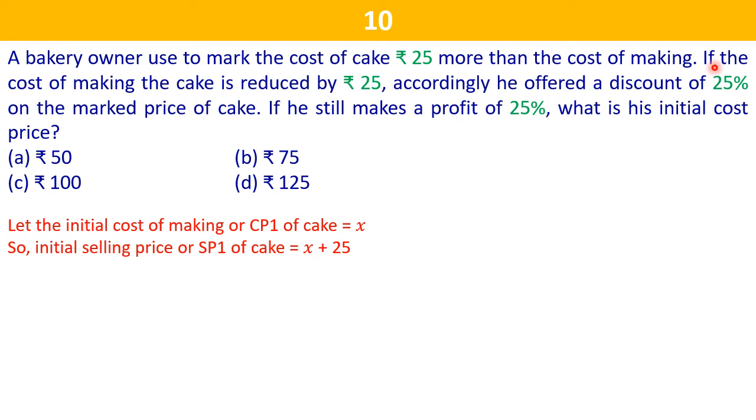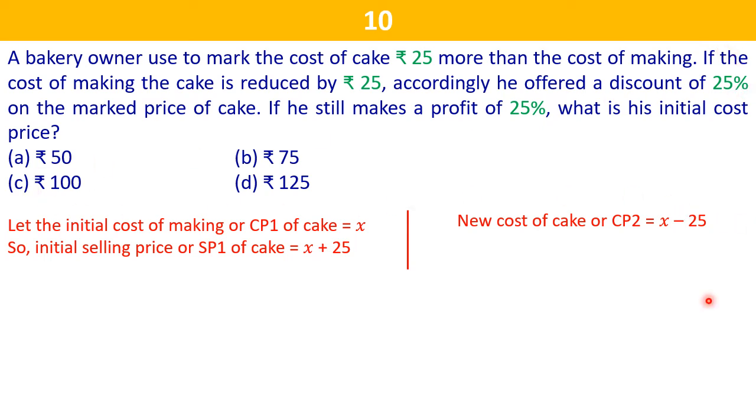Now what happens? The cost of making the cake is reduced by 25. That is, earlier X rupees was spent to make it, now 25 rupees less is needed. So what is the new cost price now? The new cost price of the cake, so-called CP2, is X minus 25. Accordingly, he offered a discount of 25% on the mark price of the cake. That is, on the original mark price, which was X plus 25, he gave a 25% discount.